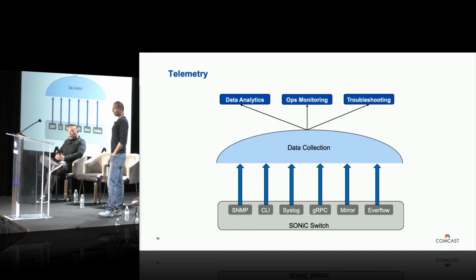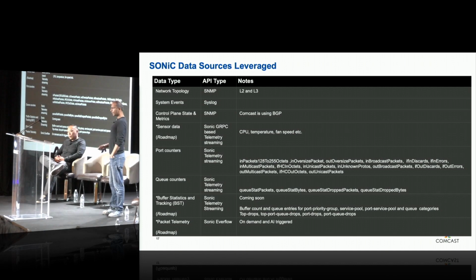Now, the monitoring part, the data collection. We are leveraging all these different sources: telemetry, gRPC, syslog, SNMP, CLI, and Everflow is something that we are working on now. More details into the data sources, what they are doing. So for control plane and network topology, we are looking at SNMP. For system events, it's syslog. And various counters, port counters, and the buffer counters, it's using streaming telemetry. Again, Everflow is in the works for packet telemetry.